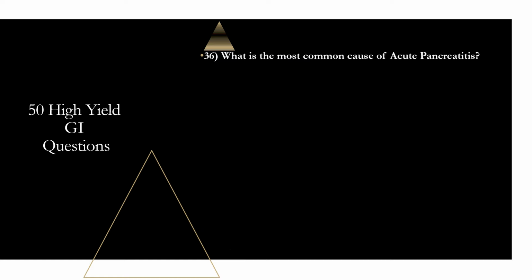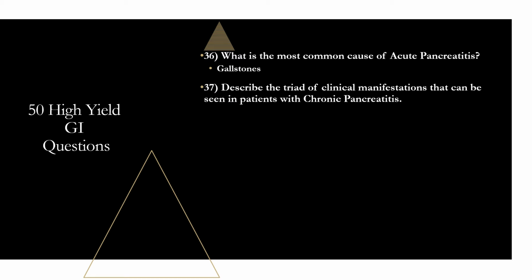Question 36, what is the most common cause of acute pancreatitis? It's going to be gallstones. So alcohol abuse is a close second, but gallstones overall is going to be your most common cause of acute pancreatitis. Question 37, describe the triad of clinical manifestations that can be seen in patients with chronic pancreatitis.